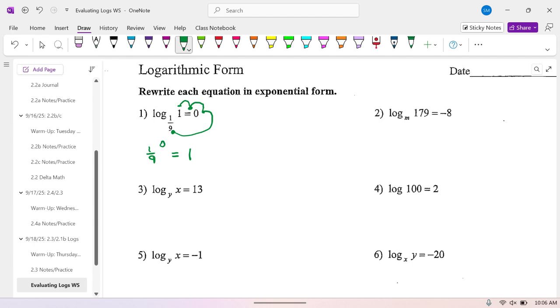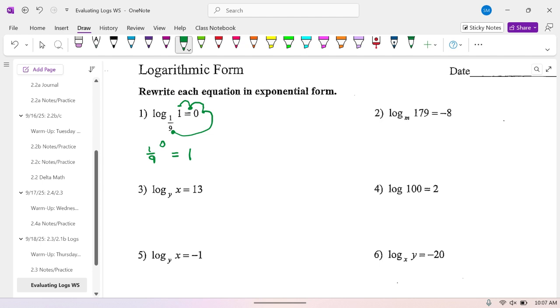Now, if it's written that the log is on the right side, rewrite it so it's on the left, because it's easier when it's on the left. All right, same thing with the exponential. If the exponent is on the right side, rewrite it so it's on the left. Makes your life so much easier.